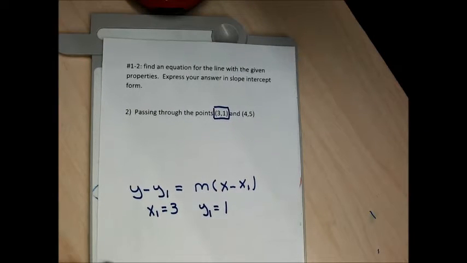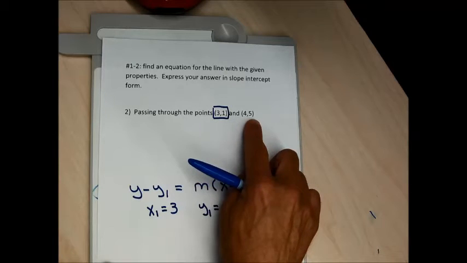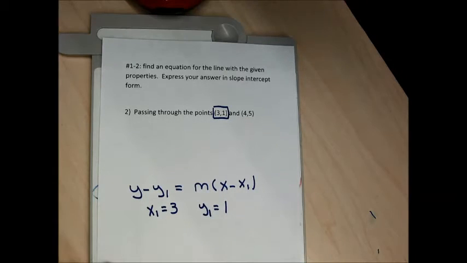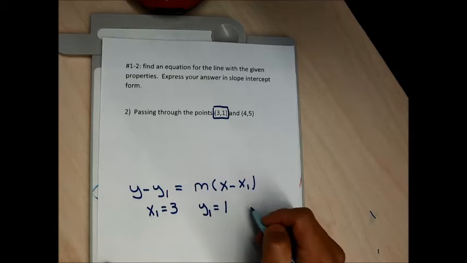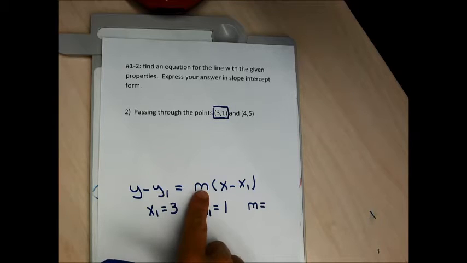It turns out that it doesn't matter. If you used x1 equal to 4 and y1 equal to 5 and you use the second point, you'll get exactly the same answer that I get using x1 equal to 3 and y1 equal to 1. On problem 2, I didn't give you the slope, so we have to figure out the slope before we have the number to put in for m into the equation.